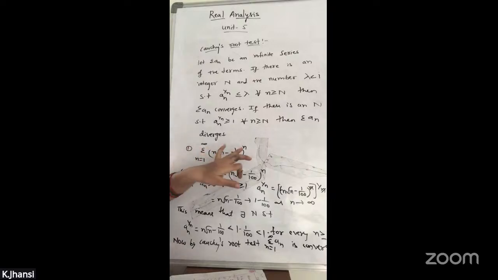The first thing is, if the power n is there, you have to use this test. First cancel out the n, then see whether the remaining value is less than or equal to 1 or greater than or equal to 1. On Cauchy's root test, we have one more example problem, which is the exercise problem.